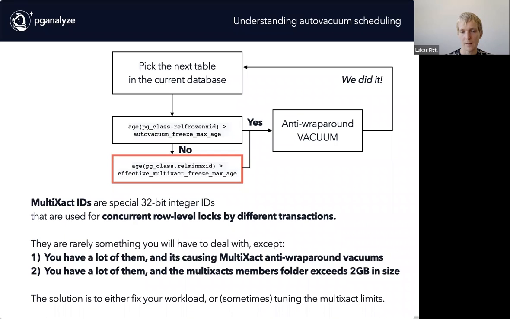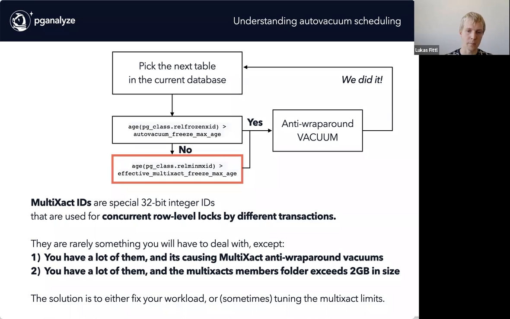But if you have a problem with multi-exact transaction IDs, just know that there is a limited, finite integer space as well. They're used for concurrent row-level locks by different transactions. So it's a function of your workload. If your workload does a lot of locking of the same rows in Postgres by different transactions, then multi-exact IDs are going to be a problem. Oftentimes you just don't need to worry about this.